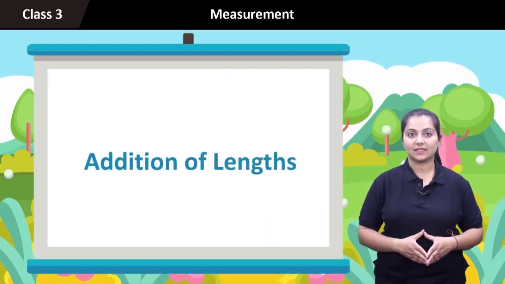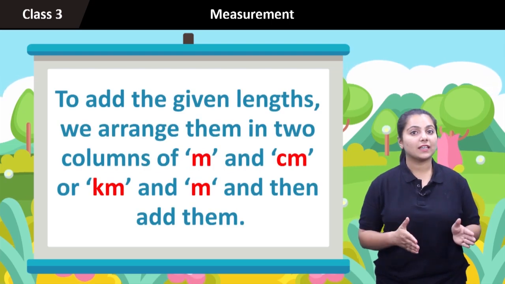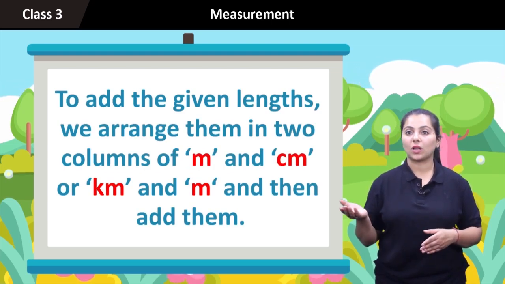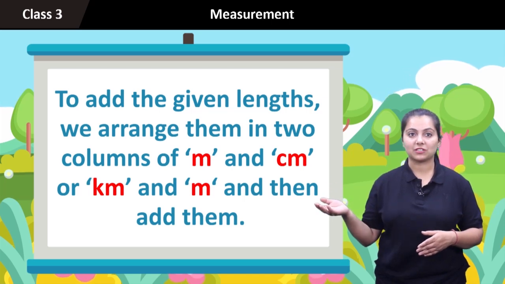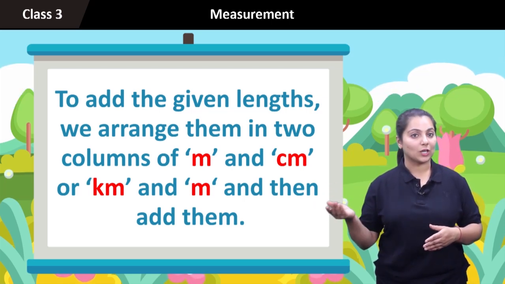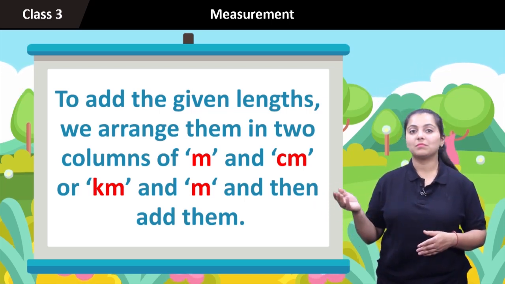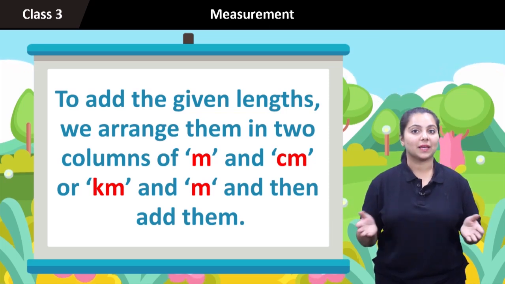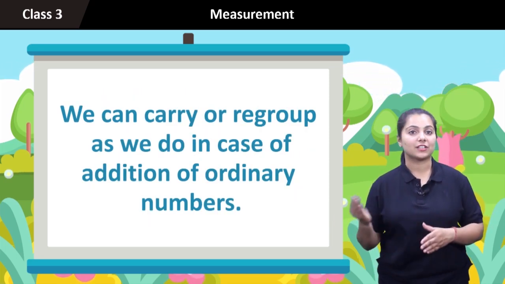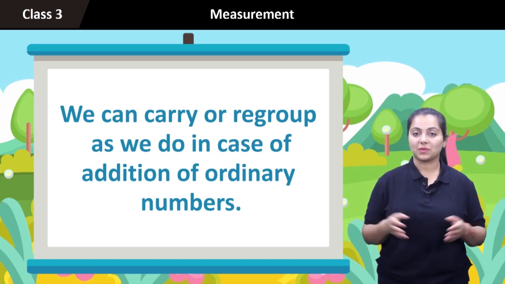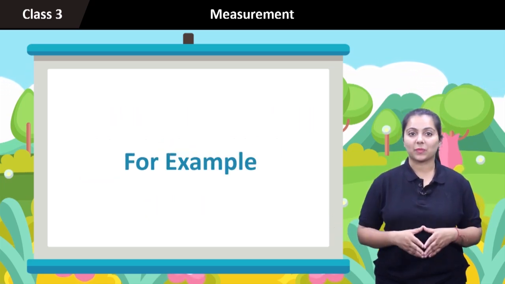Addition of lengths. To add the given lengths, we arrange them into two columns of m meter and cm centimeter, or km kilometer and m meter, and then add them. We can carry or regroup as we do in case of addition of ordinary numbers. Now look at one example.